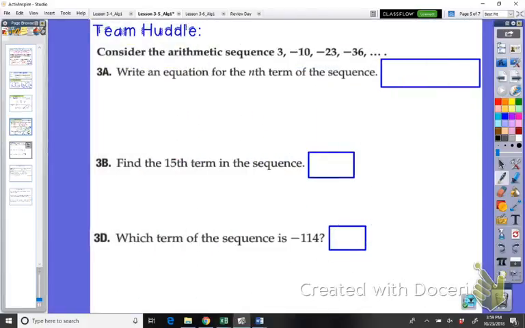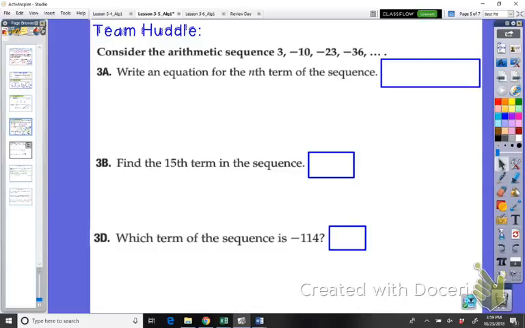All right, you have 3 huddle questions. So now you want to pause the video and work through these in your packet of notes. If a classmate's done, you can work together with them and then replay the video for the answers.